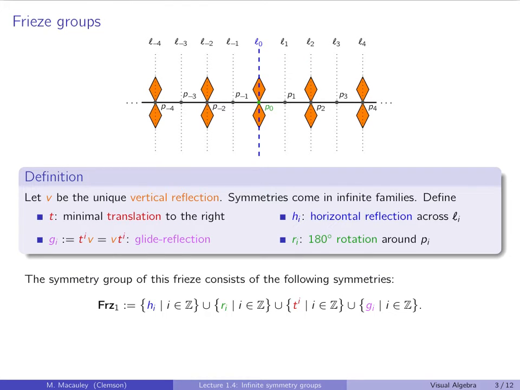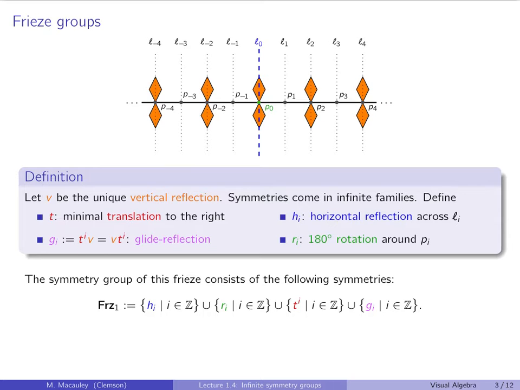The symmetry group of this frieze consists of the following symmetries. The set of all horizontal reflections, 180 rotations, translations, and glide reflections. Notice how I'm putting the exponent up here because this literally is T applied to itself, or T applied to itself i times, whereas G_i, I actually want to be T to the i V.